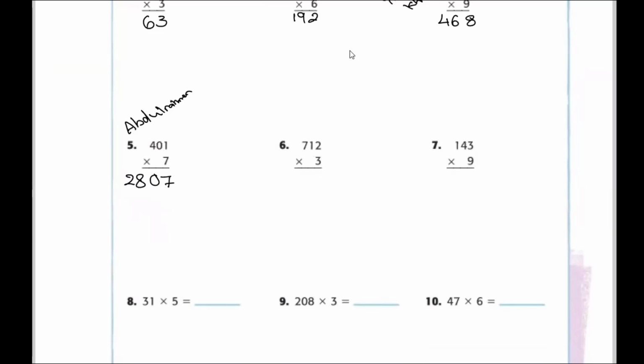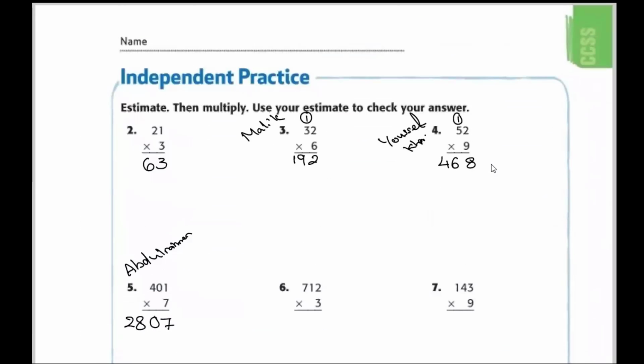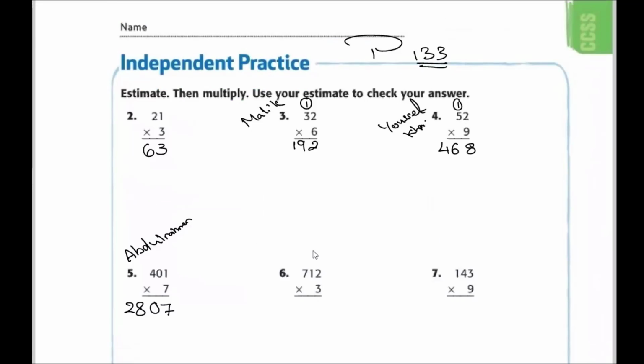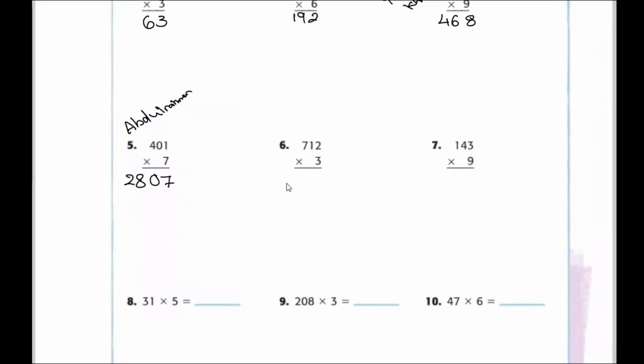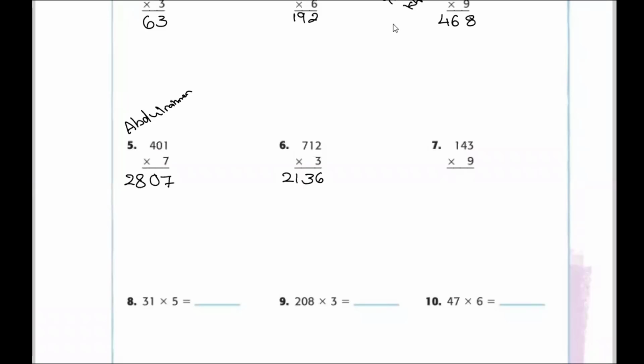Walid, question number 6. 3 multiplied by 6. Just 1 minute. Page 133. Okay. 3 multiplied by 2 equals 6. 3 multiplied by 1 equals 3. 3 multiplied by 7 equals 21. Okay. So the answer will be 2136. Yes, thanks.